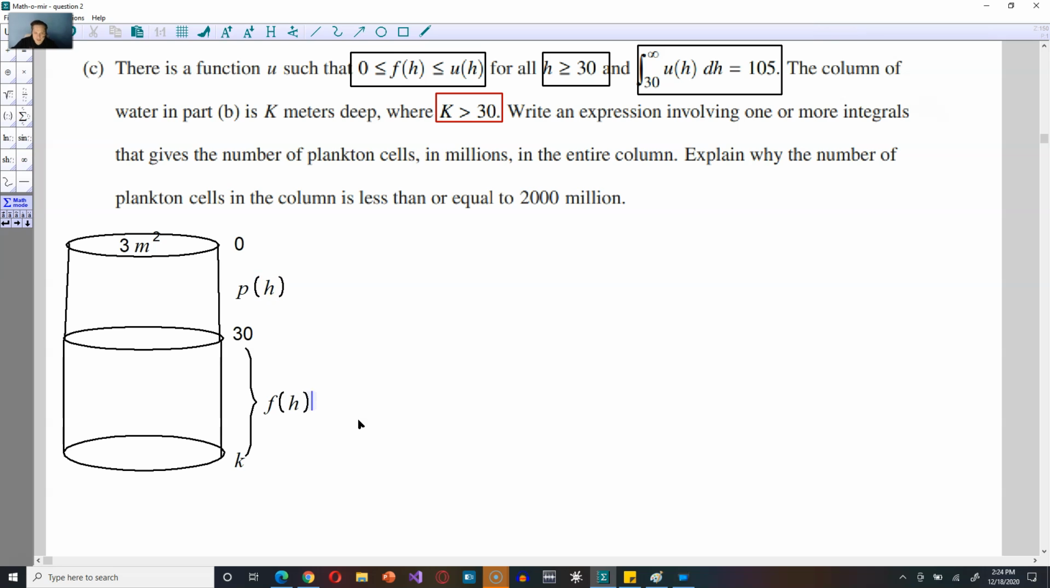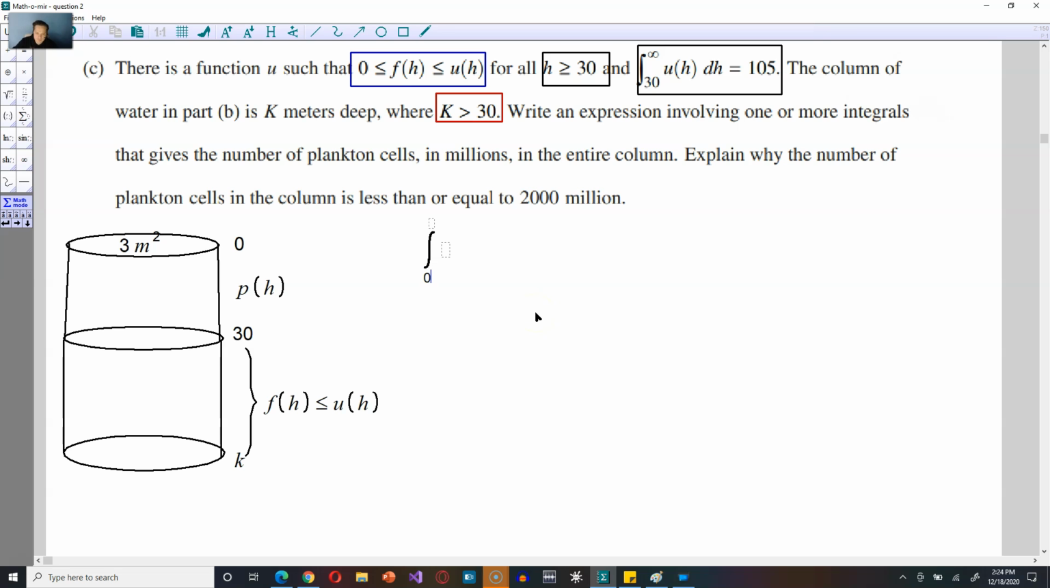We're told that at the beginning of the problem. But this is now less than or equal to, as we are told here in this box in blue, F of H is less than or equal to U of H. So F of H would be less than or equal to U of H for this part right here. Now, what impact does this have on the integral?